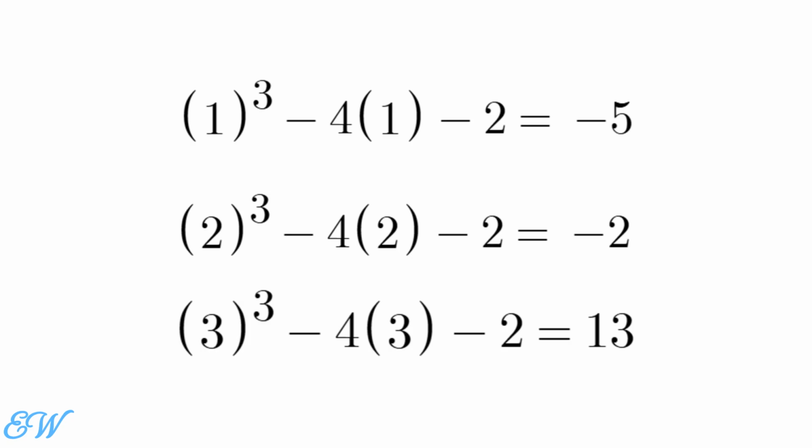Let's plug in 1, 2, and 3 into this equation to check if any of those are our integer solutions. As you can see, none of them are our integer solutions. Since we plugged in 1, 2, and 3, we can see that if we plug in 2, we get negative 2, and if we plug in 3, we get 13. Our answer needs to be 0, which means that the answer must be between 2 and 3.